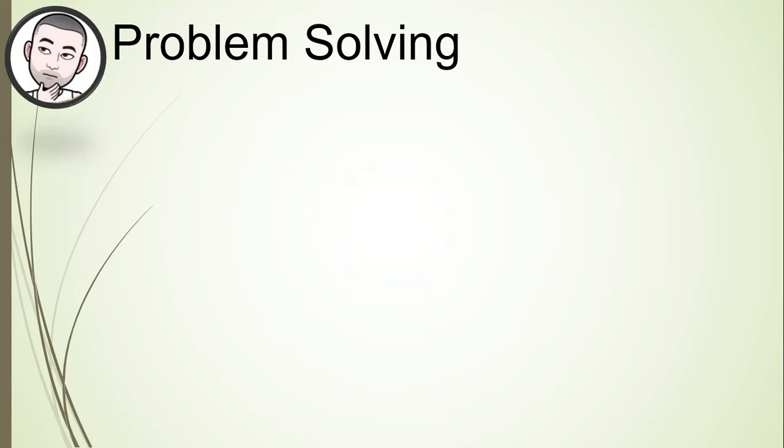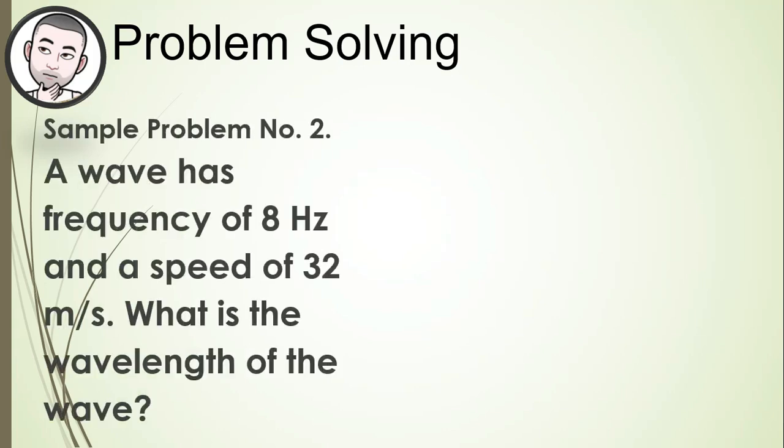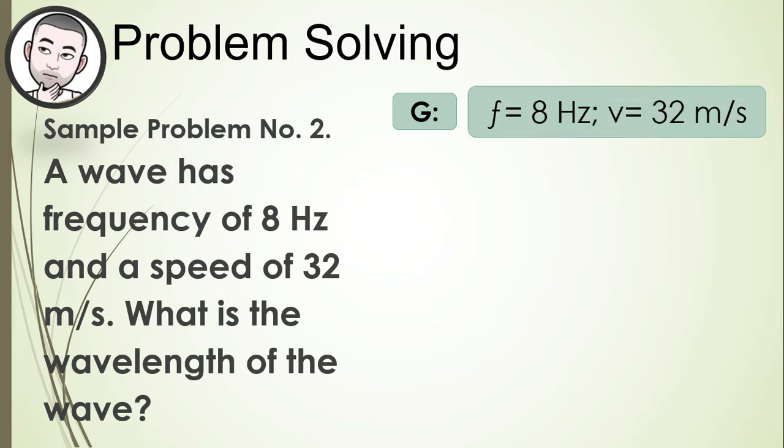Let us now proceed with sample problem number 2. A wave has a frequency of 8 Hz and a speed of 32 meters per second. What is the wavelength of the wave? So let us now identify the given. The given are the following. The first one is frequency, 8 Hz, and velocity or speed is 32 meters per second.